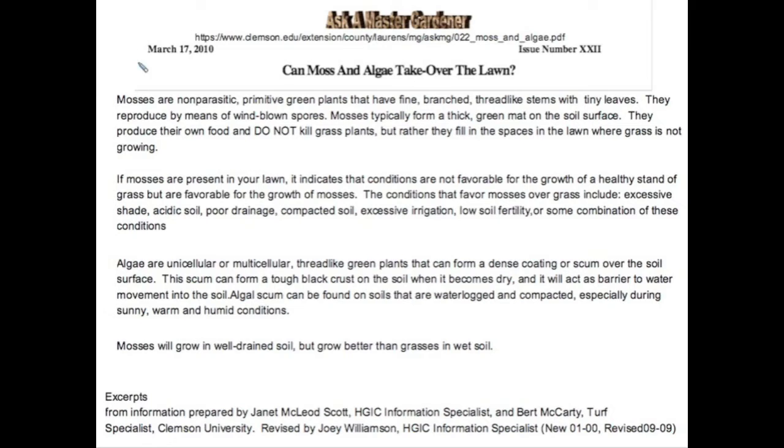So with this set of observations to back up our initial question and observation from the mesocosm, let's visit the literature and see what we find. And here in this document from Clemson University, we see some support for our hypothesis.